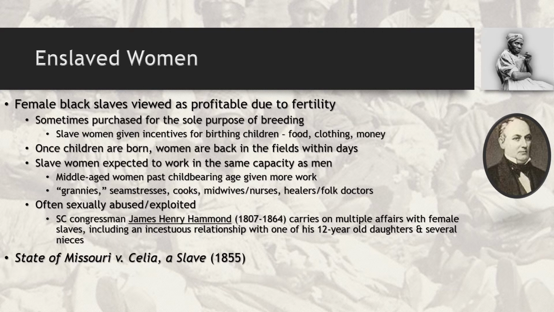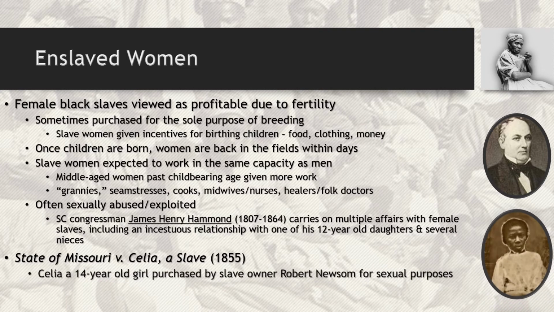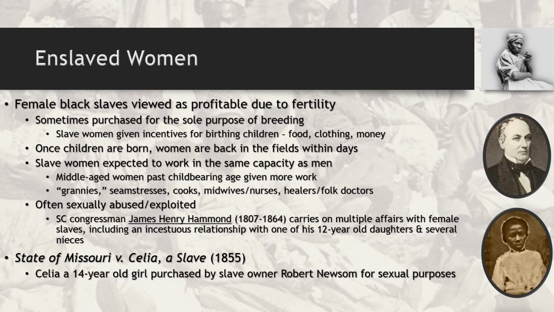And one other very specific case study that actually has been put into book form in some cases, right? This has been studied quite a bit. It was a case that came in 1855 called the State of Missouri versus Celia, a slave. This is the only known image that we really have of Celia. She was a 14-year-old girl purchased in 1850 by a slave owner named Robert Newsom, and he purchased her specifically for sexual purposes. She was considered the first female slave that he ever purchased.